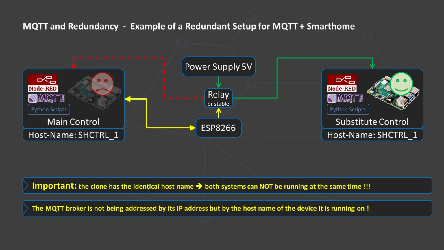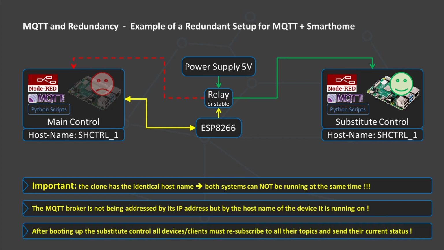After reconnecting with the broker, all the clients or devices within the network must resubscribe to their topics and publish their current status in order to update the freshly started substitute control with the latest condition of the system. This must be considered in all the control programs. However, I can tell that the shown redundant control system has not been used ever since. My Raspberry Pi is running since 4 years, 24/7, fully reliably without any failure.